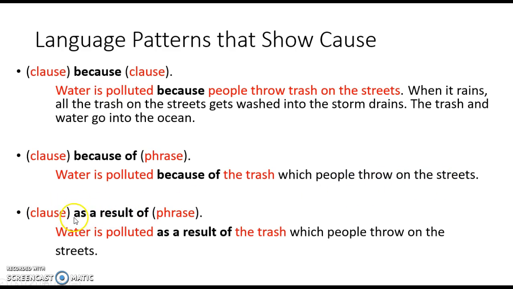This rule applies to as a result of as well. We have water is polluted as a result of the trash which people throw on the streets. So we start with a clause, water is polluted as a result of, and then we put a phrase, the trash.